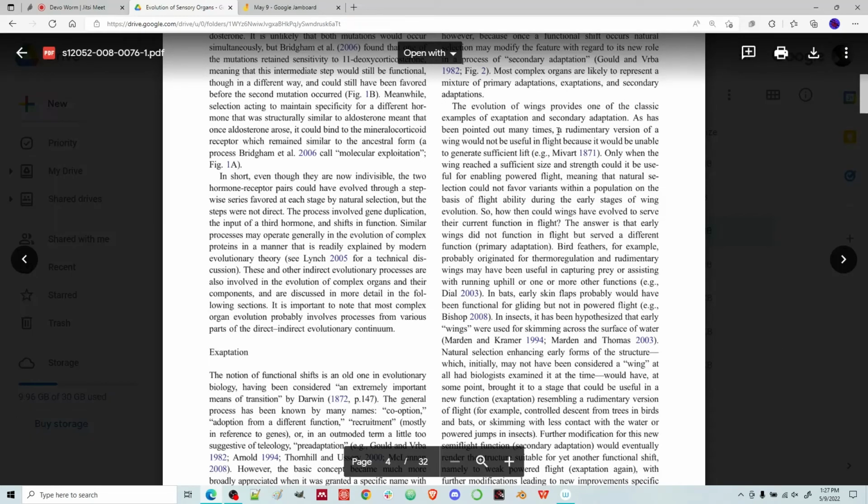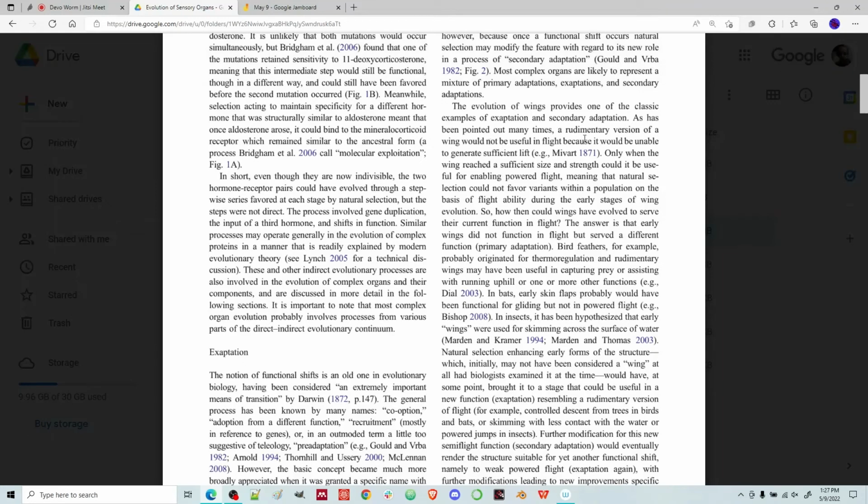As has been pointed out many times, a rudimentary version of a wing could not be useful in flight because it would be unable to generate sufficient lift. Only when the wing reached a sufficient size and strength could it be useful for enabling powered flight, meaning that natural selection could not favor variance within a population on the basis of flight ability alone during the early stages of wing evolution. So, to get this initial trait, you wouldn't necessarily have it serving the function of flight, but it would serve a different purpose. So it had a primary adaptation.